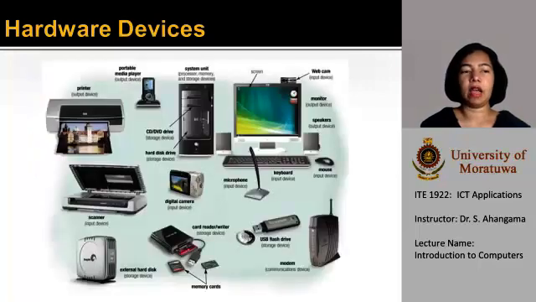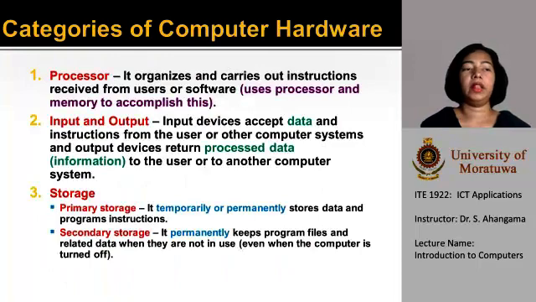Here you can see some examples of hardware devices. There are a variety of hardware devices that you can use for processing, storage, and as input and output devices. Therefore, we can identify three key areas of computer hardware. Basically, we can identify them as processor, input-output devices, and storage devices.